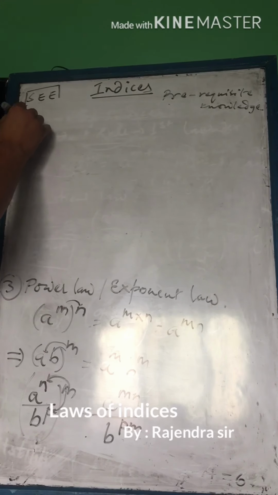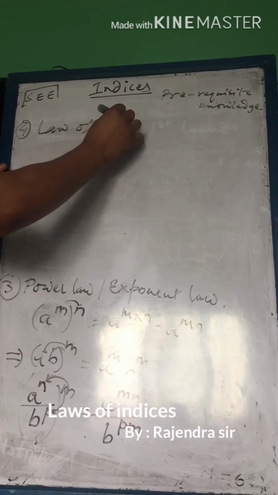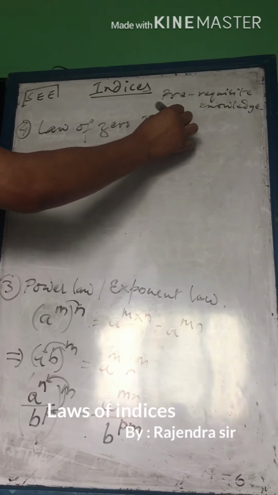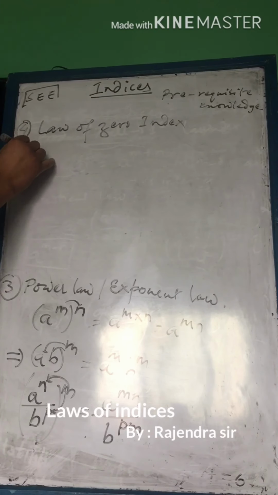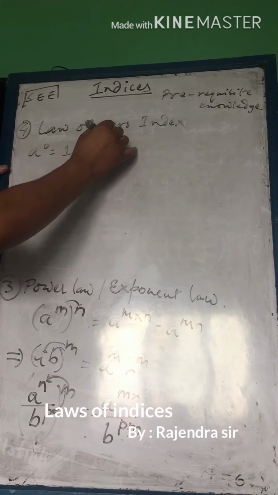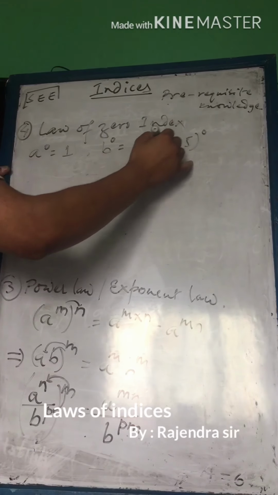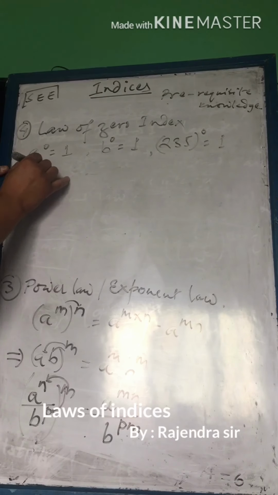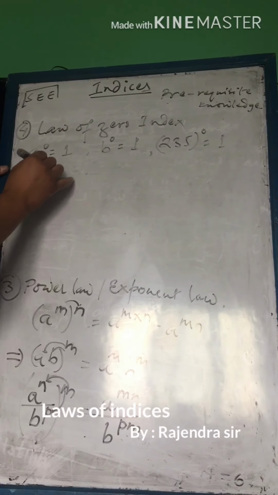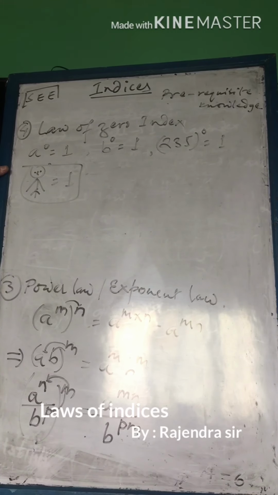The next law is the law of zero index. Index is power. If any quantity has a power 0, then its value will always be equal to 1. Don't get confused. b to the power 0, what will be its value? 1. 235 whole to the power 0 is also equal to 1. If any quantity has a power 0, its value will be equal to 1.